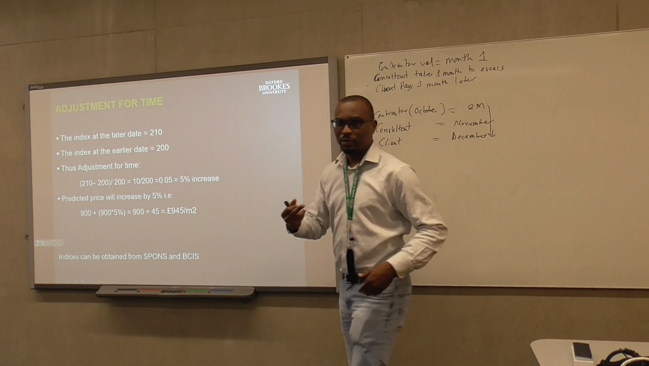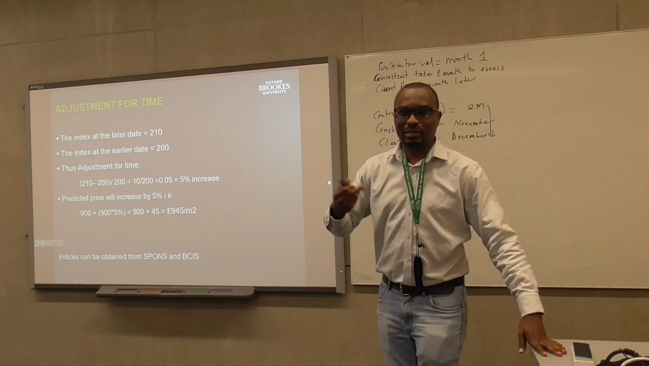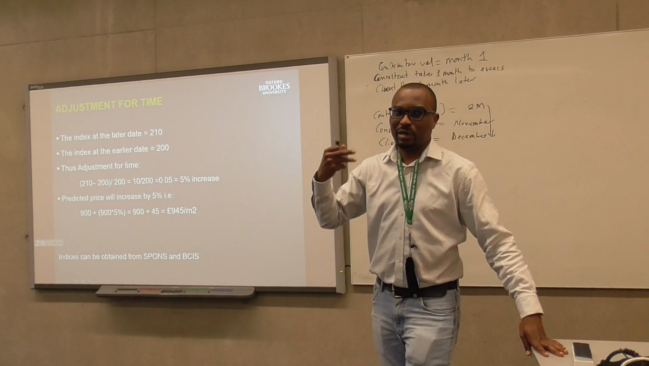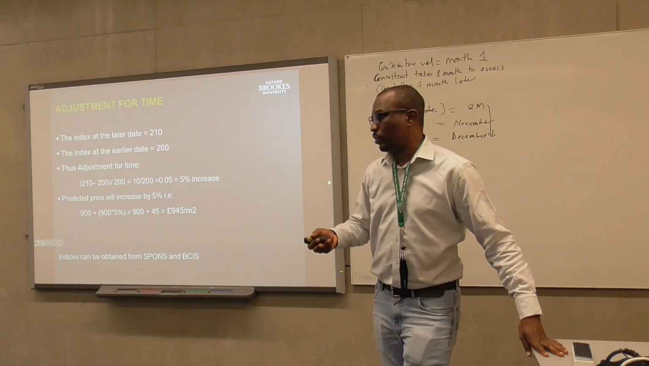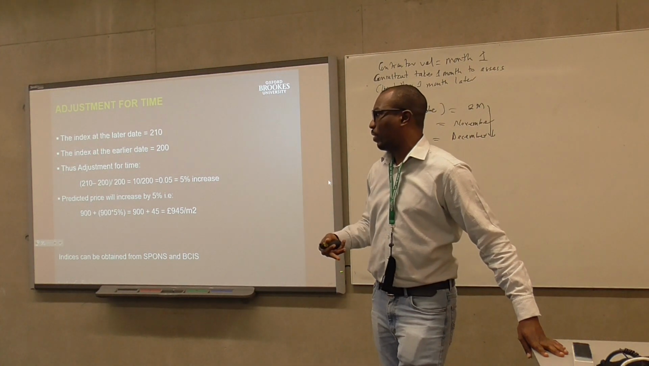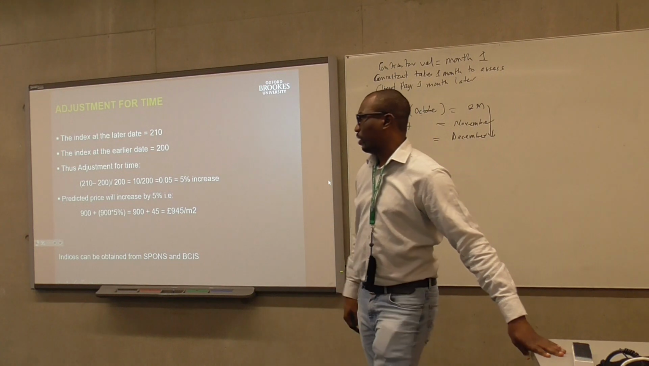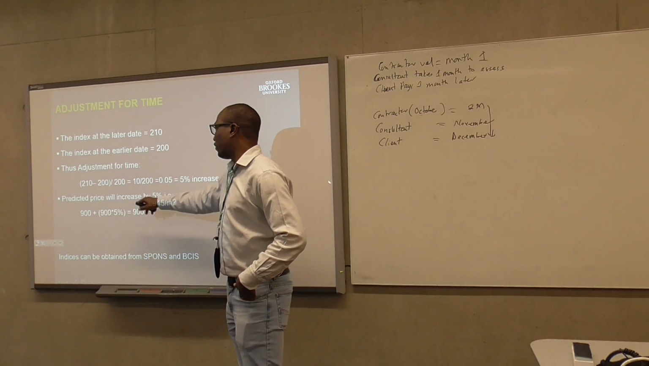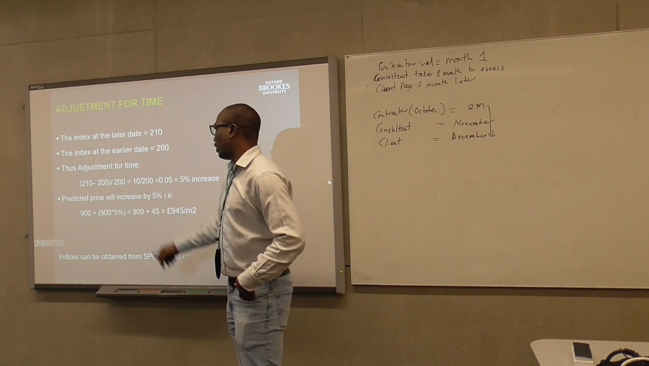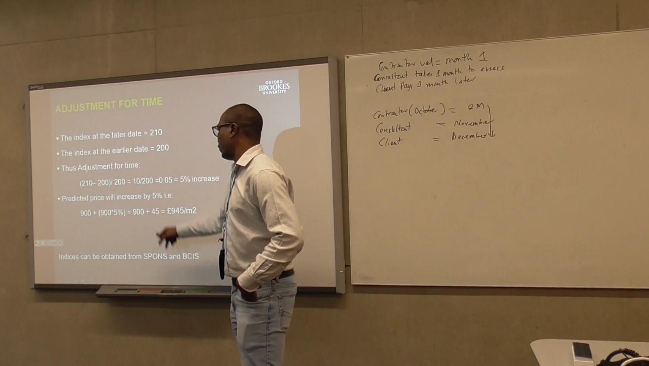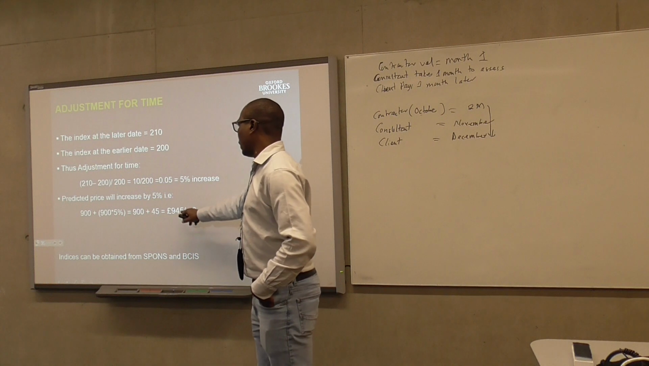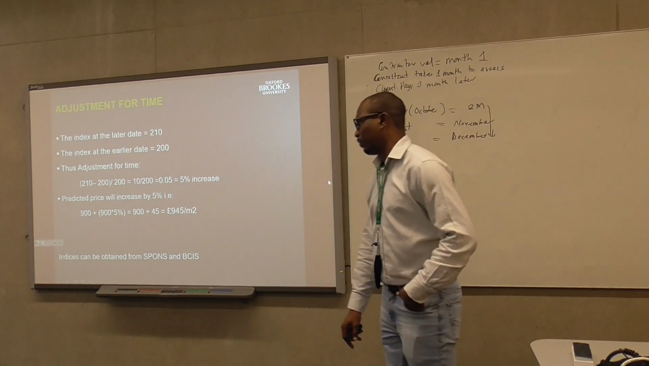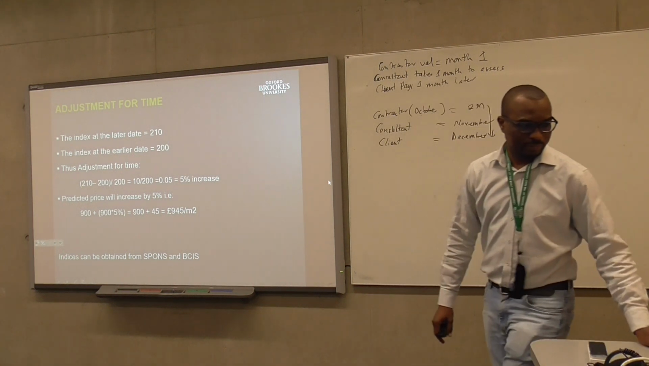So basically, you have an index now. It's just like trying to find a percentage increase. You know that in 1 year's time the index will increase up to 210, and you know the current value now. So all you're trying to do is find the percentage increase, which is 5%. So 5% multiplied by the 900 pounds is 45 pounds. So in 1 year's time, the cost of the building will be £945.